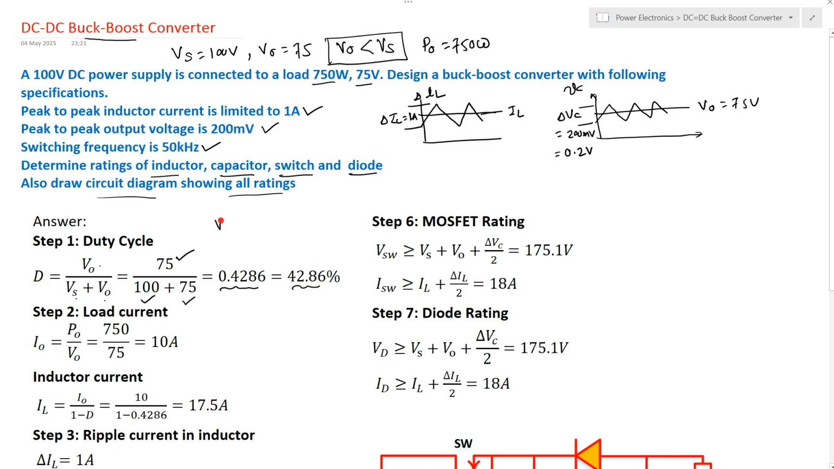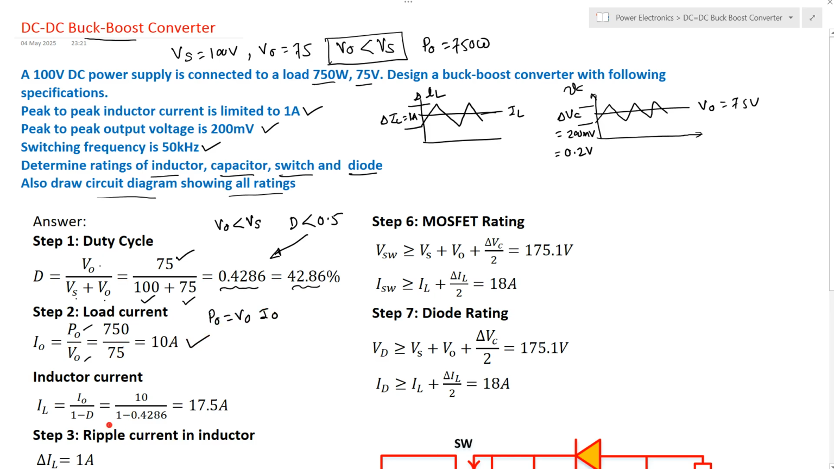So please see here the output voltage is less than the source voltage, so obviously the duty cycle must be less than 0.5. So here you can observe the duty cycle is less than 0.5, because it is a buck operation. If it is a boost operation, the duty cycle will be greater than 0.5. So let us calculate the load current. Output power is 750 watt, and output voltage is 75 volt. We know that P0 is equal to V0 into I0, so I0 is equal to P0 upon V0, so that is 750 by 75, it comes to 10 ampere.